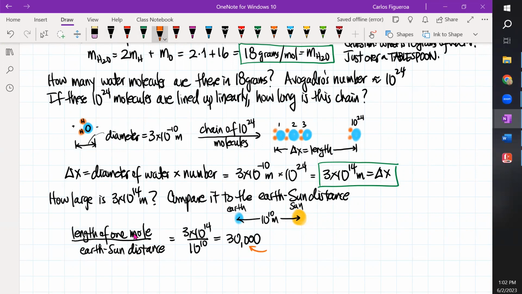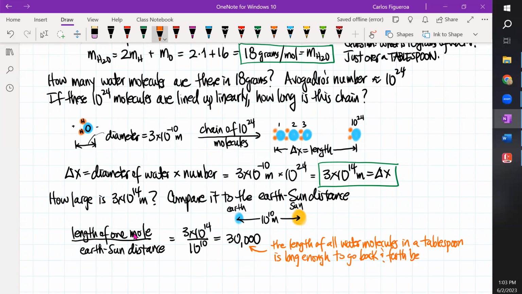Think about that. That is insane. The length of all water molecules in a tablespoon is long enough to go back and forth between the Earth-Sun distance 30,000 times.